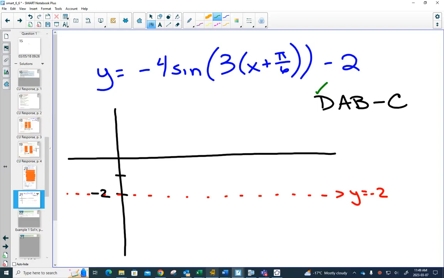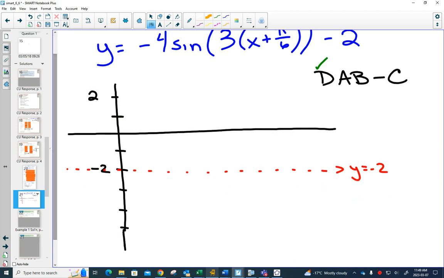So if my amplitude is +4, I take my center line, I go up 4, give me a maximum of 2, I go down 4 to -6, and I've now successfully done my A value.